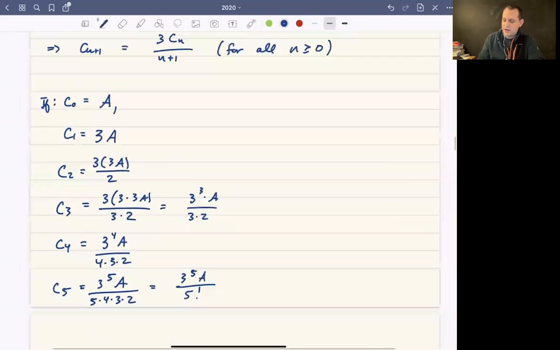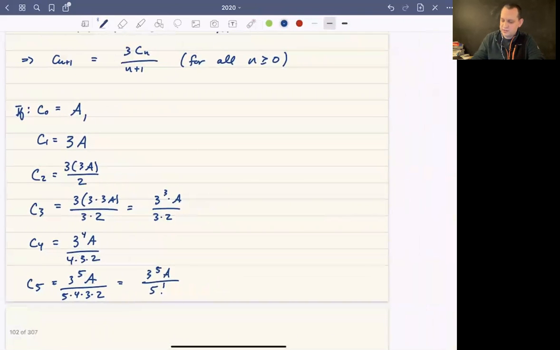And so if we try and come up with a pattern for this, it turns out that our sequence c sub n is going to be 3 to the n times a over n factorial. That's what our pattern is. And you can check that this holds for all values n greater than or equal to 0.